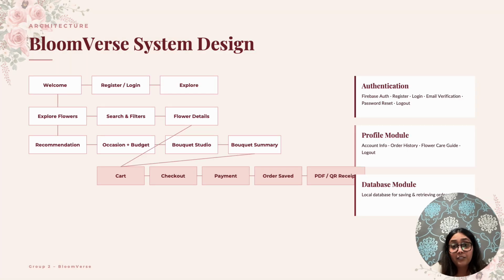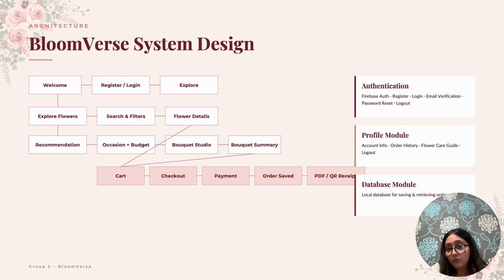This diagram right here gives a high-level overview of how our application is structured. The user begins at the welcome screen where they can register or log in. After authentication, they can enter the main explore section of BloomVerse. From there, users can explore flowers, search and filter them, and view individual flower details as well. We also have a recommendation flow where the user provides an occasion and a budget, and the application helps recommend suitable options to them. For users who want more control, the Bouquet Studio also allows them to customize the bouquet and review it in the bouquet summary.